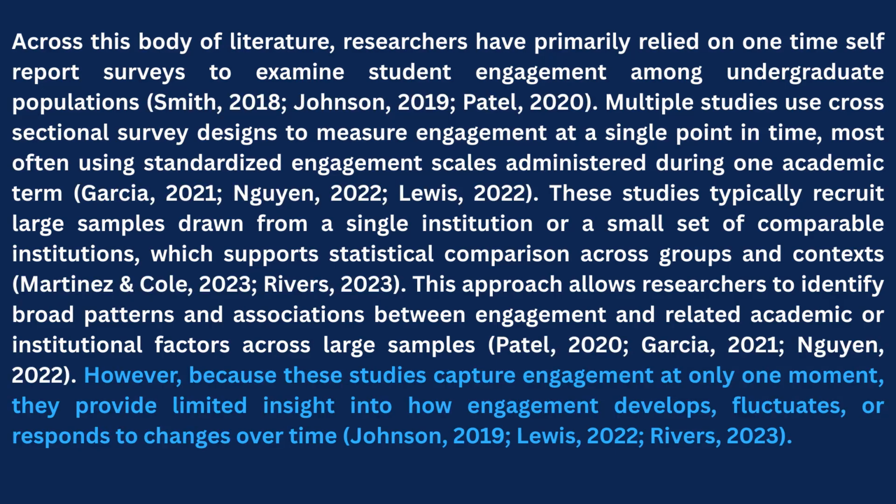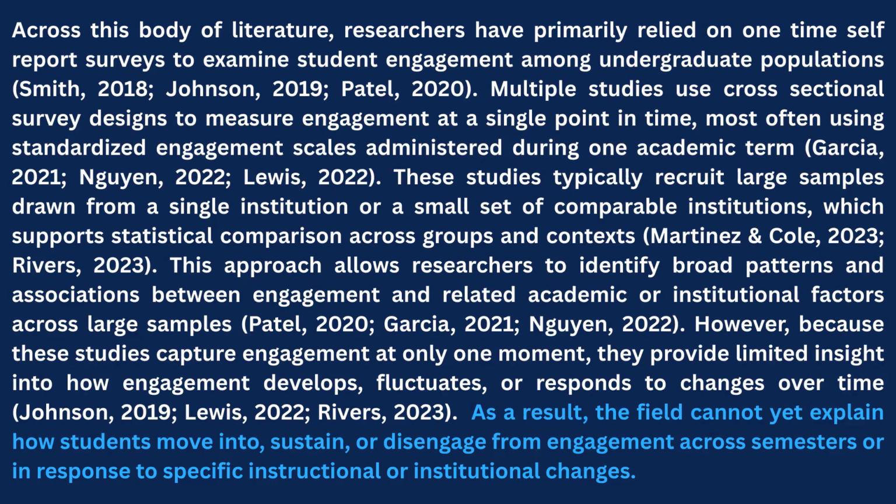Where this paragraph becomes thin is in the consequence. The writer has identified a limitation, but has not yet decided which unanswered question matters most. If the paragraph stops here, the reader understands the method but still does not understand why the field remains constrained or what kinds of explanations are out of reach because engagement is treated as static. This is a common stopping point. The paragraph is accurate, but it has not finished its job. One more sentence explaining what the field cannot yet explain would complete it.